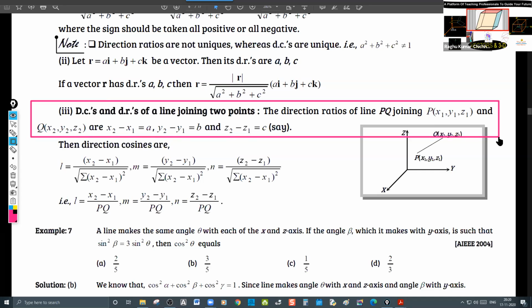Follow this, please, carefully. DCs and DRs have a line joining the points. Two points are given.